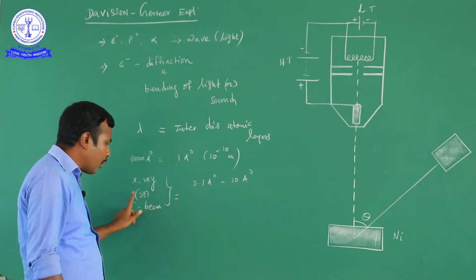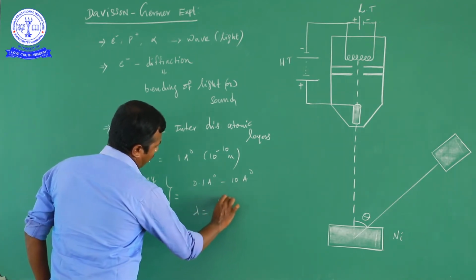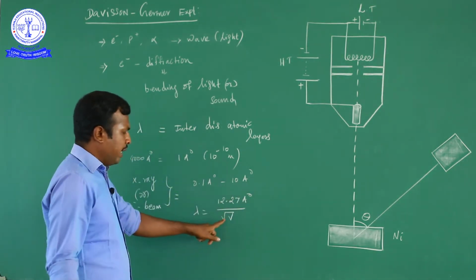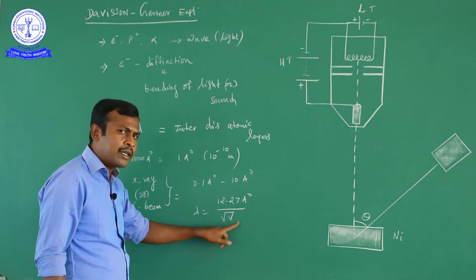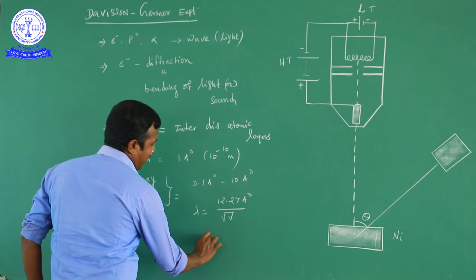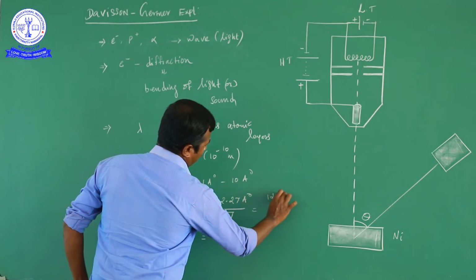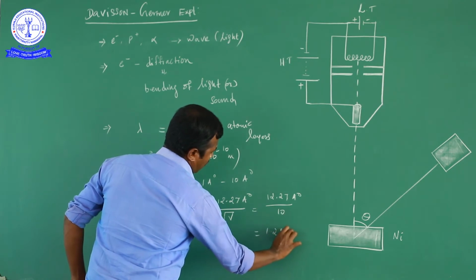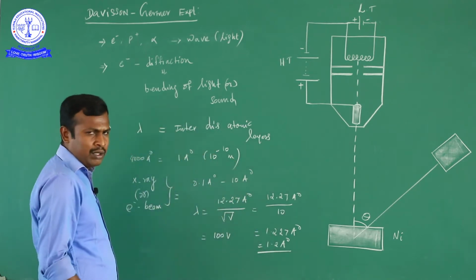Now how do we calculate the wavelength of the electron beam? By the de Broglie formula, lambda is equal to 12.27 Armstrong by root V. Here V is the accelerating voltage of the electrons. When the electron is accelerated by certain volts, we obtain a certain wavelength. Suppose the electron is accelerated by 100 volts, root 100 is 10, so 12.27 Armstrong by 10 is 1.227 Armstrong, which is about 1.2 Armstrong.